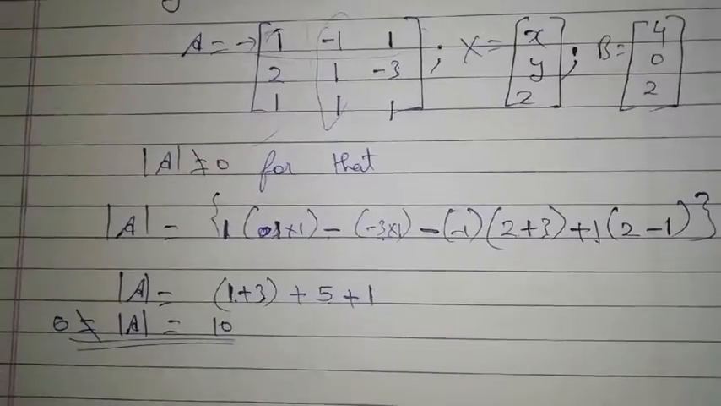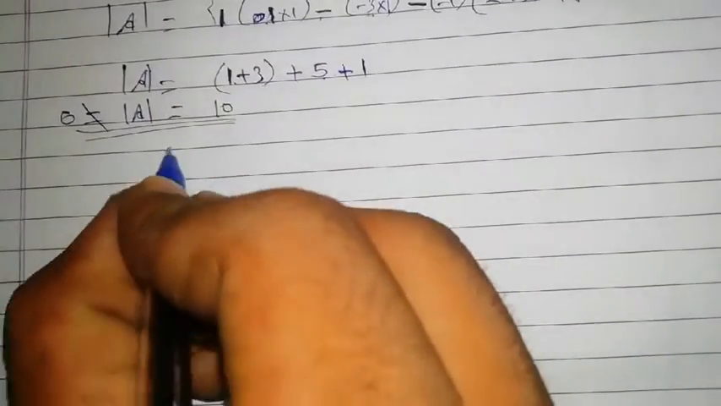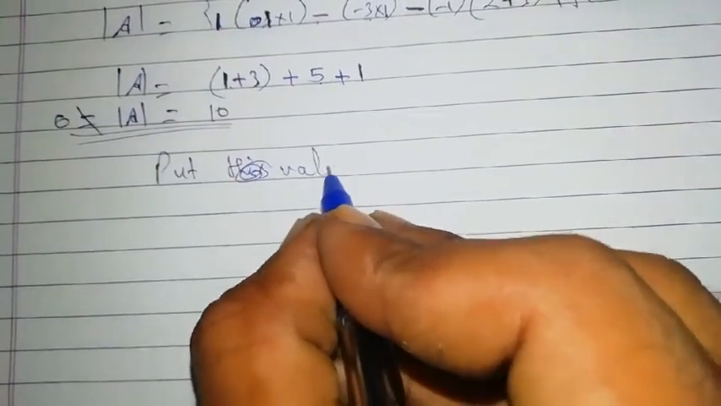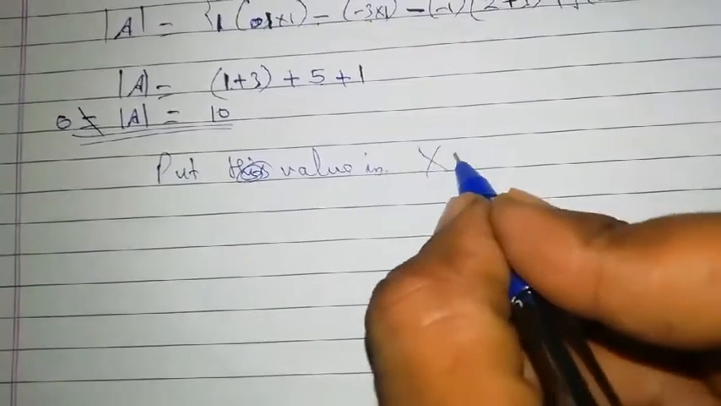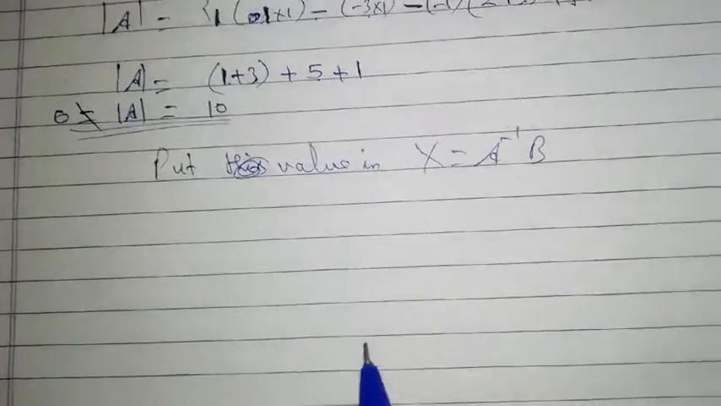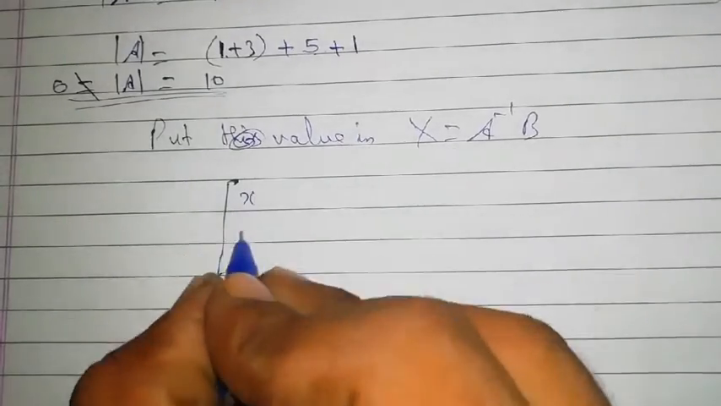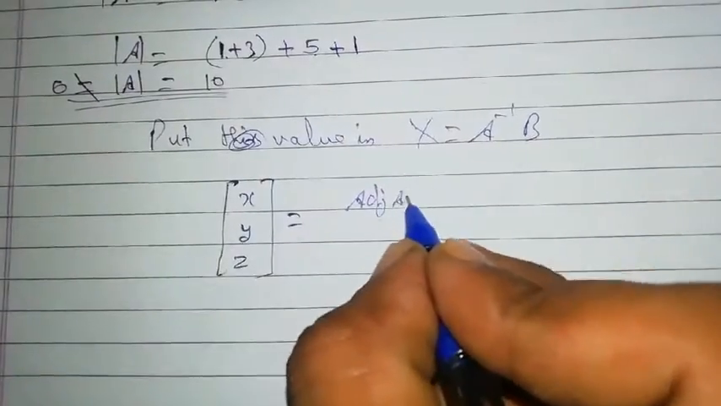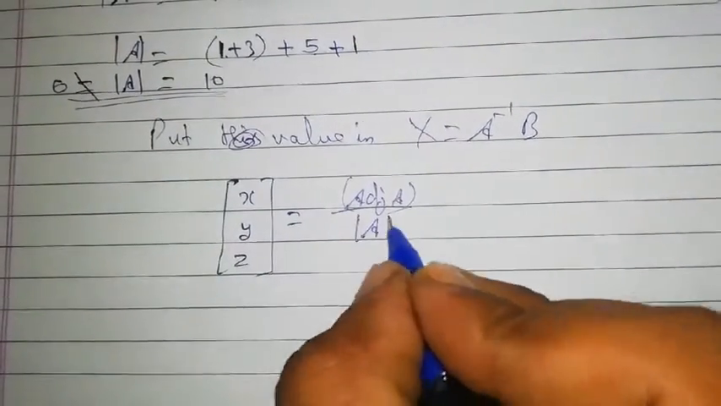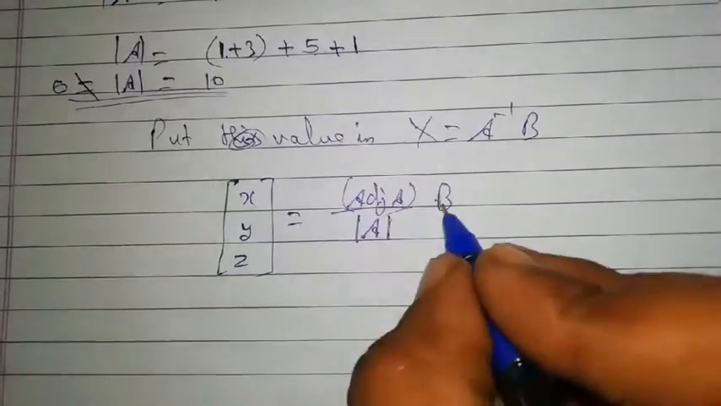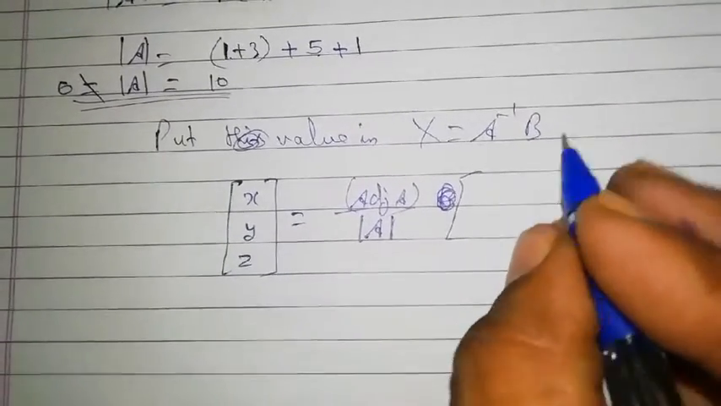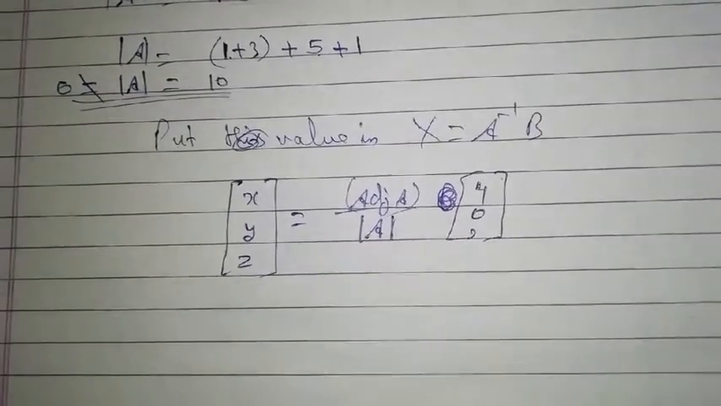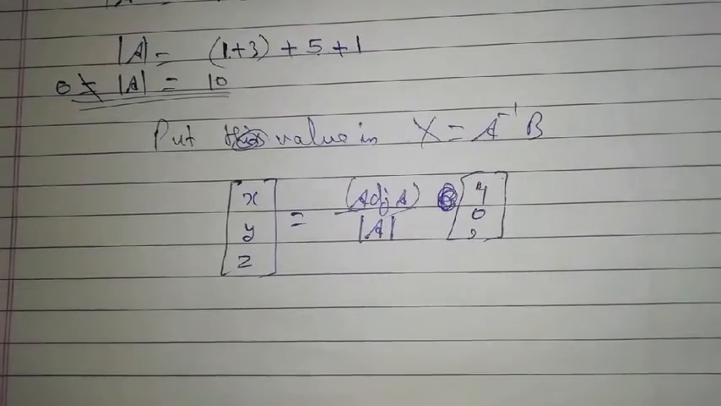Okay, now we will put it in, putting the value in AX equals B, or X equals A inverse B. So from here we have the value X, Y, and Z equals A inverse, which is nothing but adjoint of A upon determinant of A, into B. Okay, so what is B? B is 4, 0, and 2. Now we have to calculate the value of adjoint A.